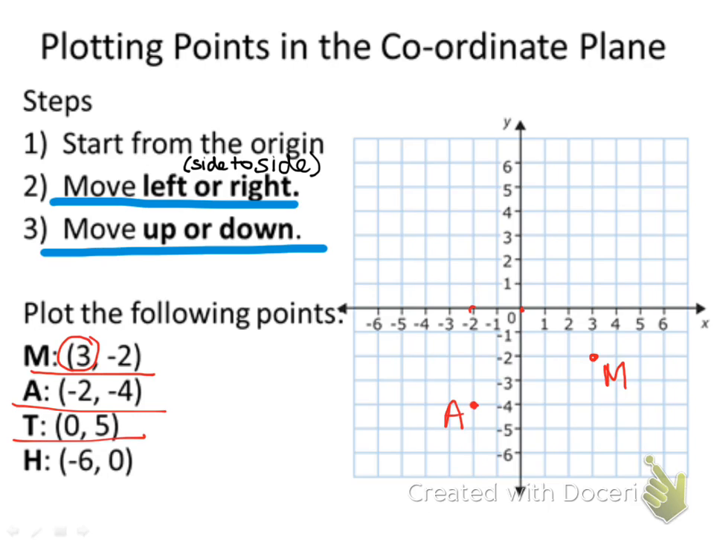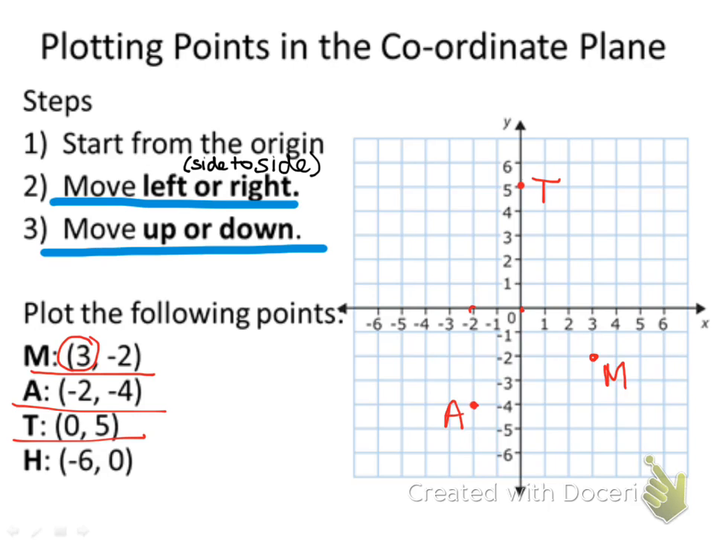Next, we're going to do point T. Again, we start in the origin. The x is 0, so we don't have to move to the left or to the right. We stay right in the middle, and we go 0, 5. So we're going to move up 5 spaces. That means our point T is right here at 0, 5. And I'm going to label that T.